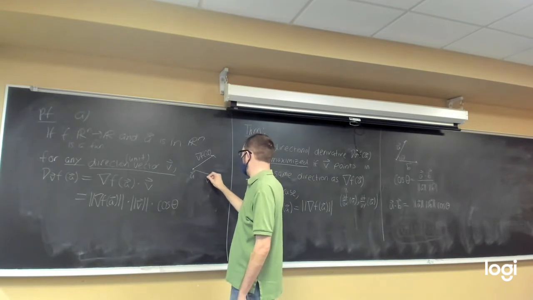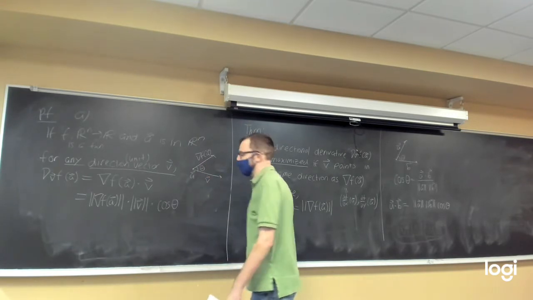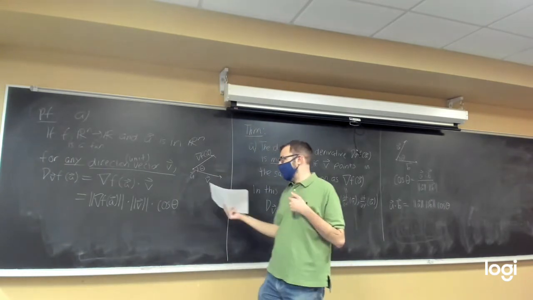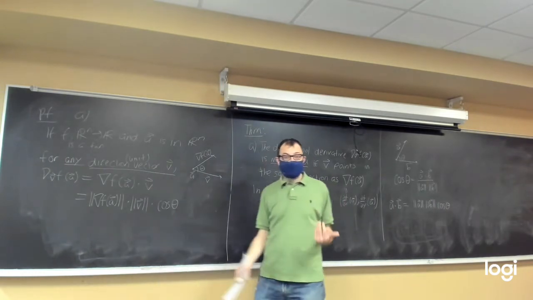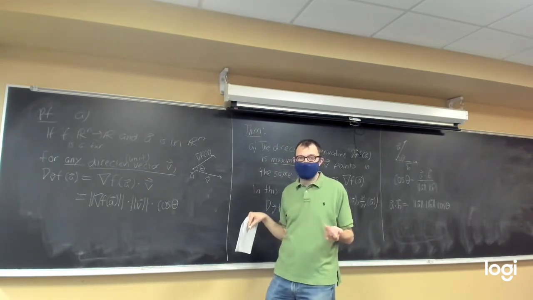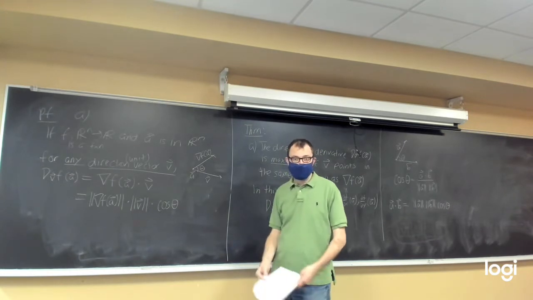There's our magnitude. There's our gradient. Here's v. Here's theta, the angle between them. We know that the directional derivative, which is given by this dot product, should be equal to the product of the magnitudes of our two vectors times cosine of theta, where theta is the angle between them.